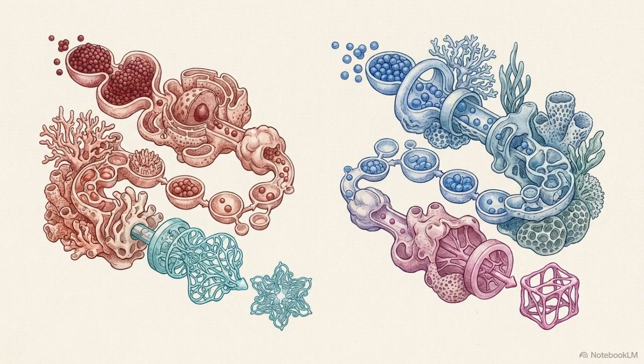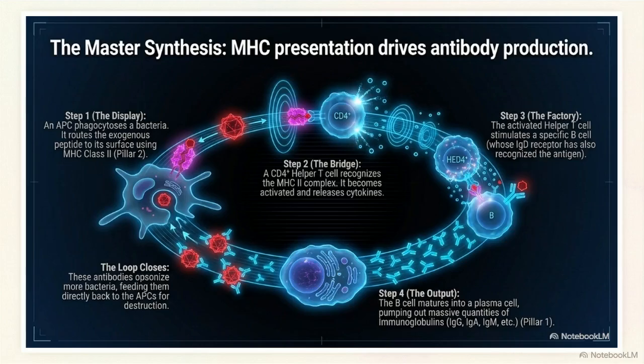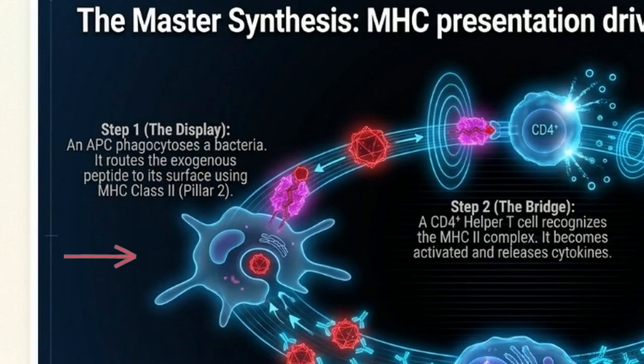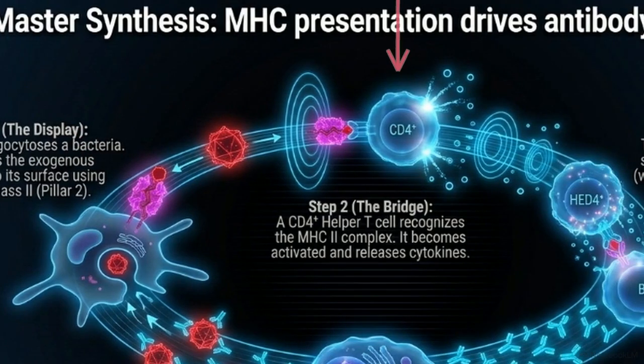This diagram brings both structural pillars together into a master synthesis. Adaptive immunity achieves dominance by coupling MHC presentation and immunoglobulin production into a continuous, self-amplifying loop. It begins with a professional antigen-presenting cell swallowing a threat. It routes the exogenous peptide to its surface using MHC Class II and uses that physical display to activate a helper T cell. That activated T cell acts as a bridge.